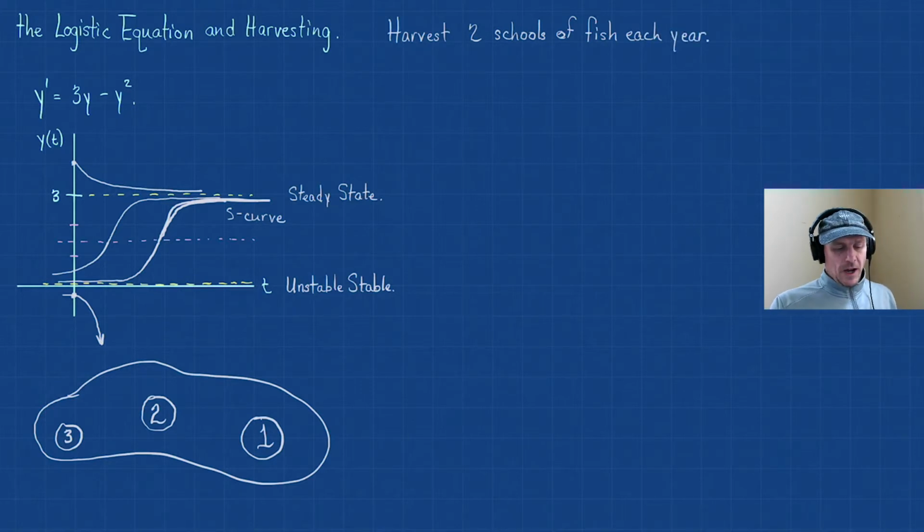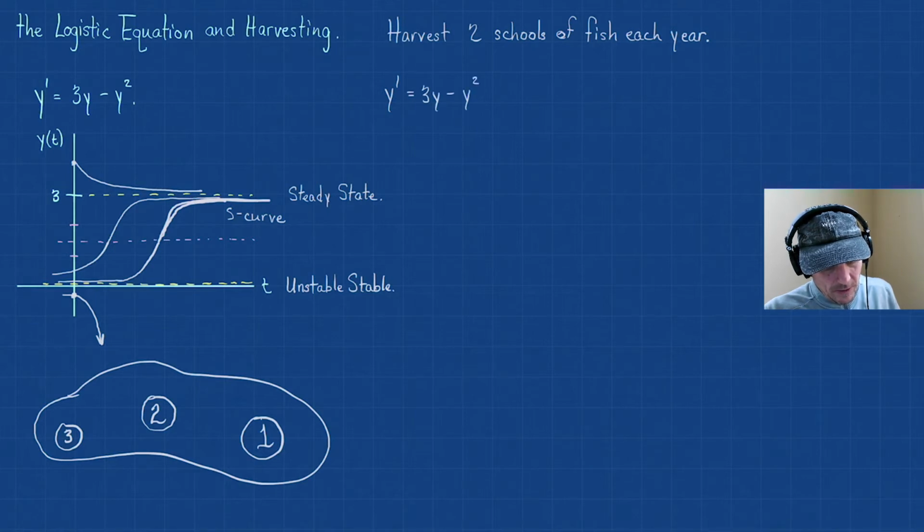All right, so how do we represent that? We represent that with the logistic equation of y prime equals 3y minus y squared, and we're going to just take 2 of those off each year. Okay, before we continue, I want to make one more graph. Let's do this. Here's my next graph.